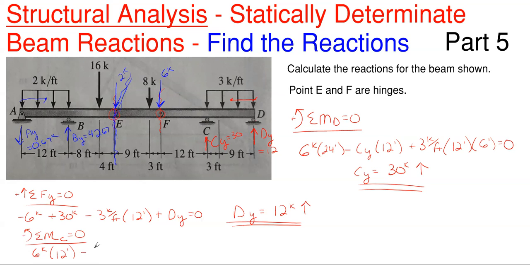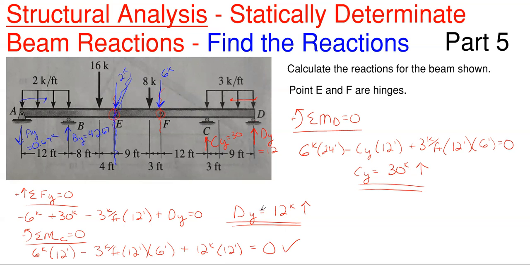And then we're going to subtract off the 3 kips per foot times the distance it runs, which is 12 feet, times the distance to point C, which is 6 feet, rotating clockwise about point C. And then lastly, we have point D, which is 12 kips, rotating counterclockwise about C, times its distance, which is 12 feet. And does that equal 0? Yes, it does. So the right side of this beam is in equilibrium.